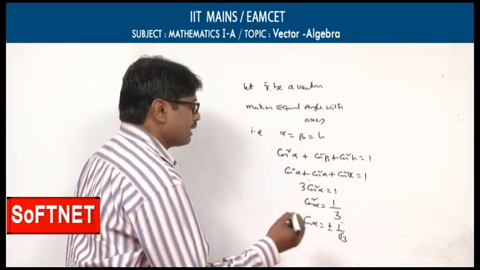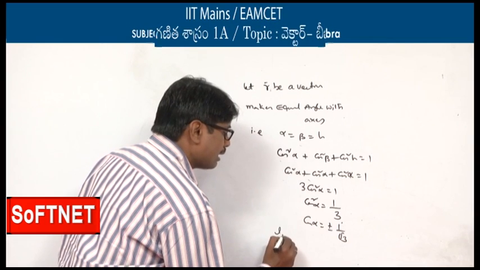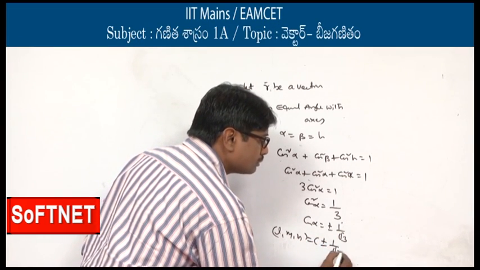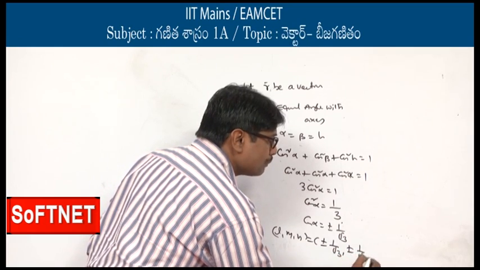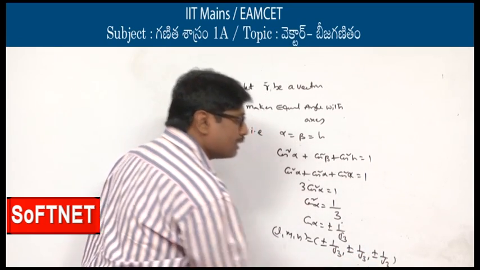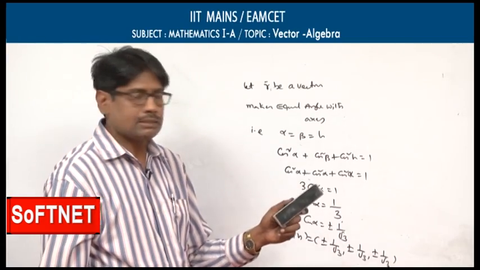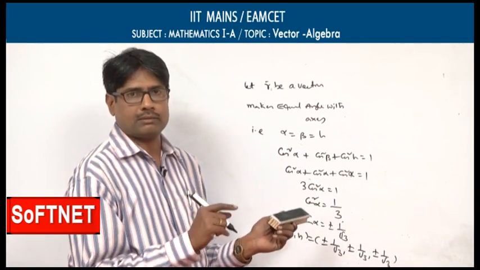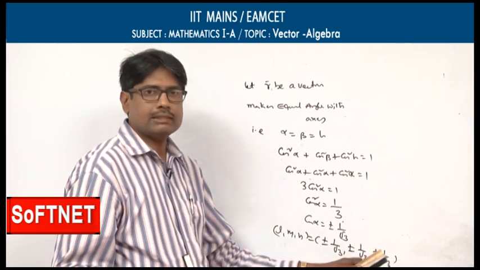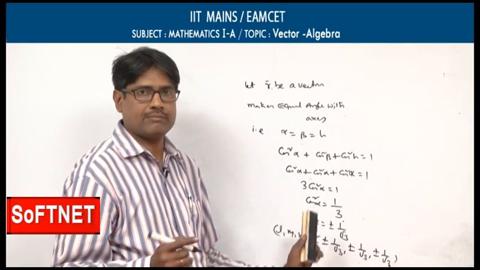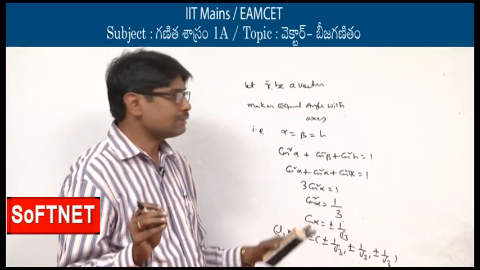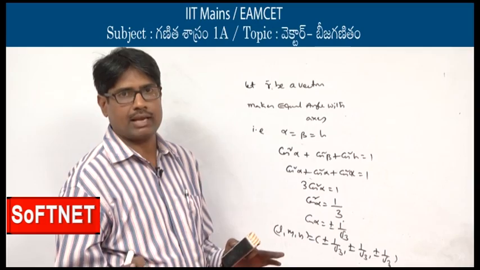If you express this in direction cosines, L comma M comma N will be equal to plus or minus 1 by root 3, plus or minus 1 by root 3, plus or minus 1 by root 3. Taking plus plus plus, minus minus minus, a vector and its opposite, and the other sign combinations, there will be a total of 8 vectors in the space that make equal angles with the coordinate axes.